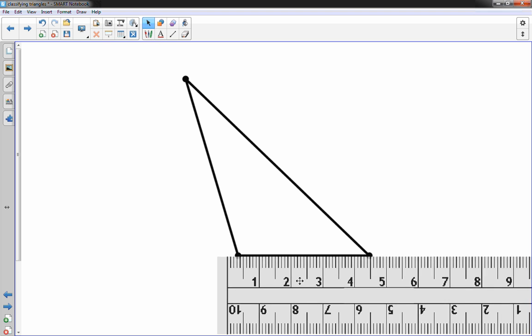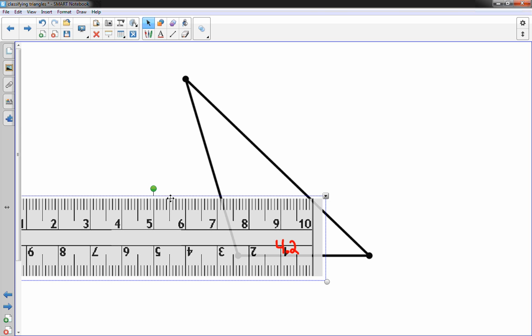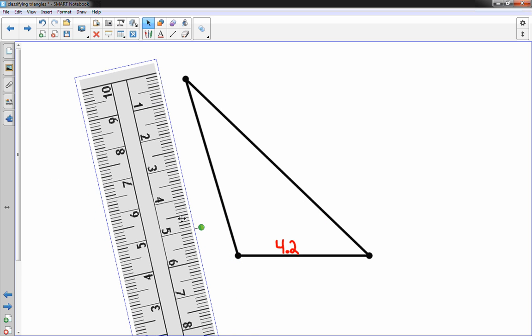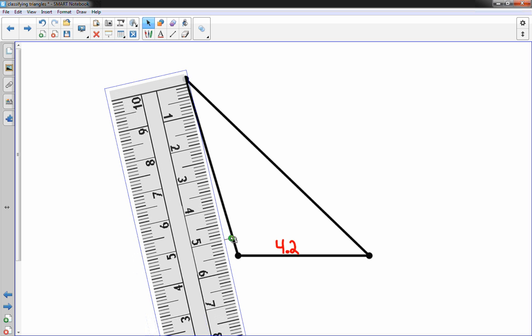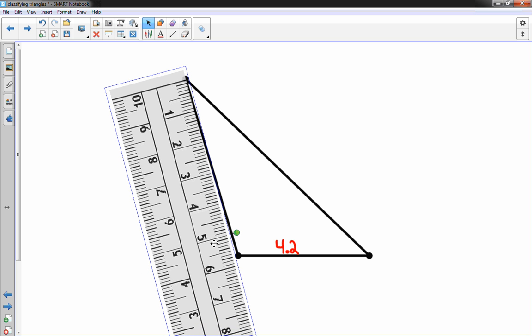So I take my ruler and measure this side. It's a little over 4, it's 4.2. How about if I write that on there. That's 4.2 units in length. I'll measure this other side real quick. And get this ruler to work. It's a little tricky. Best I can here. A little over 5.5, so let's call it 5.7. So this is 5.7.